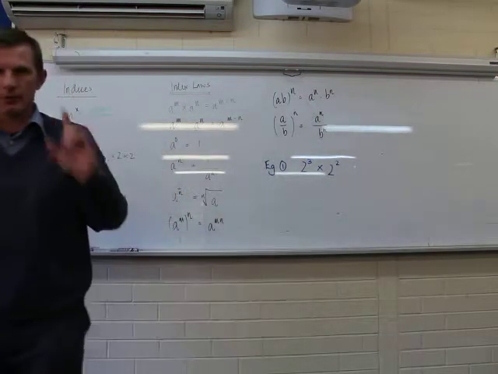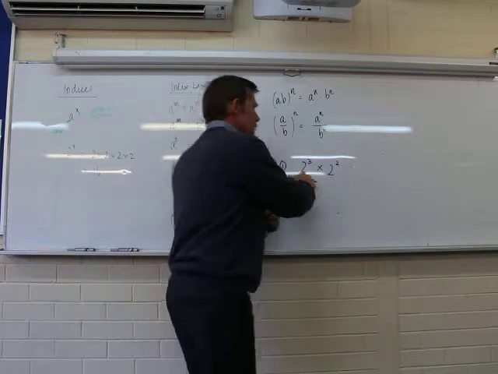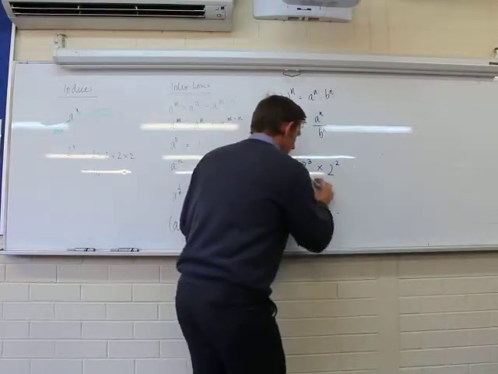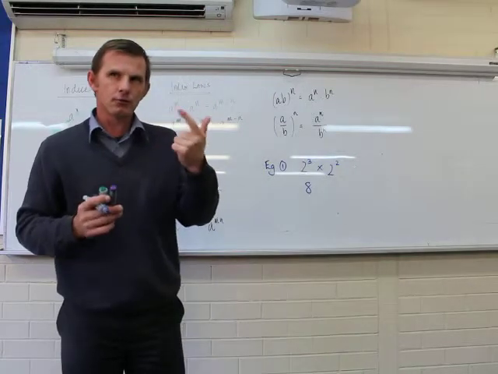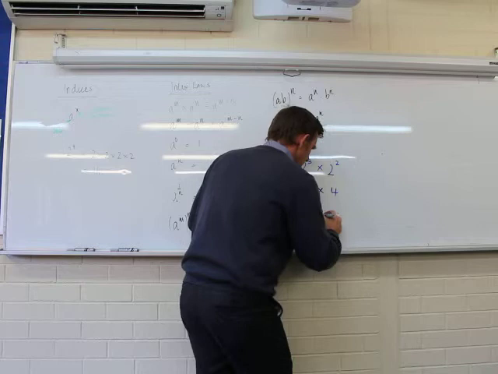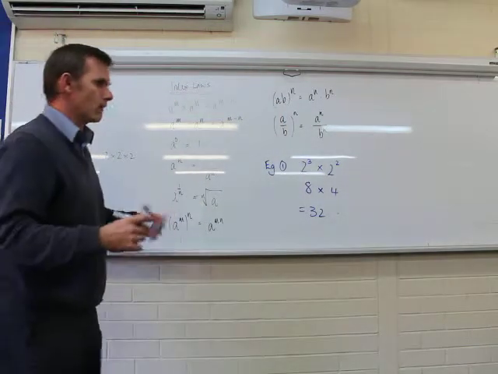A couple of ways you could do that. Let me do it the simple way, or the non-index way. I could go, 2 cubed is 2 times 2 times 2, that's 8. Right, I've got 8 there. And 2 squared is 2 times 2, 4. I've got 4 there. Oh, there we go, there's my answer, 32. Absolutely fine to do it that way, no problems at all, but we've got a better way.